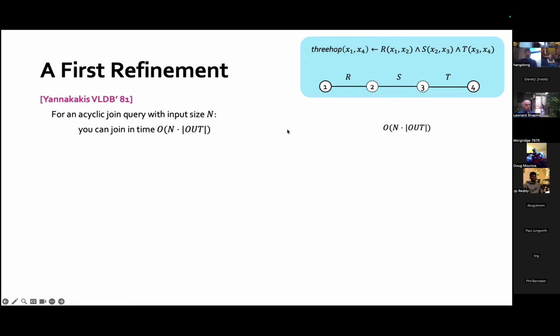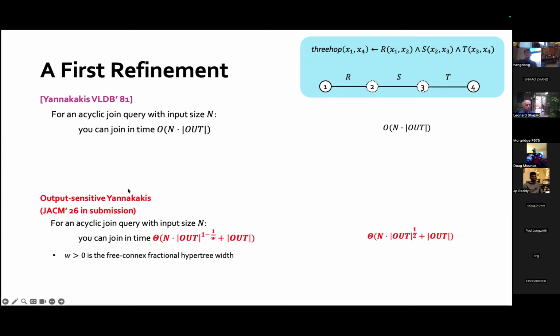If you recall, this is not free-connex, so you can run Yannakakis in input times output time. That's the runtime. But if you use our proposal, which is called the output-sensitive Yannakakis algorithm, and we are submitting it right now, you can join in time input times output to the 1 minus something, plus output size.